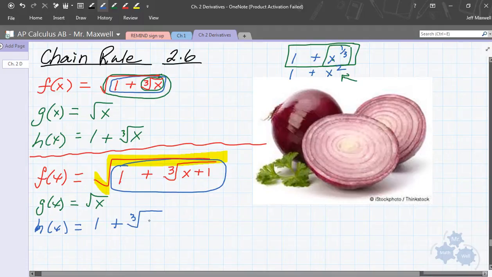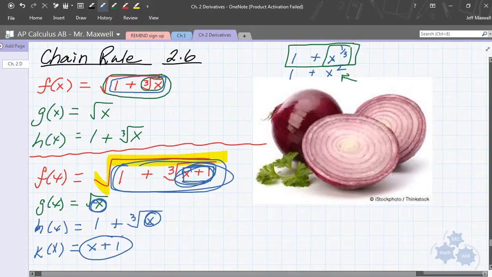So h of x would be 1 plus cubed root of, and now I'm using the same variable here, so this is where it gets a little bit iffy. Okay, it's all of x, of x, of x. But let's say k of x. Our last layer would be this part in here. Okay, so that's x plus 1. And then we're done. So does everyone kind of see that this x has been substituted, this whole thing is for another variable, but then you've gotten down to the very core of the onion, so you're done. 3 layers. Okay, does that make sense?